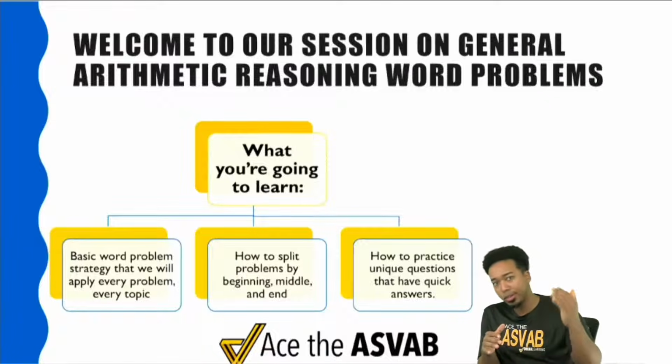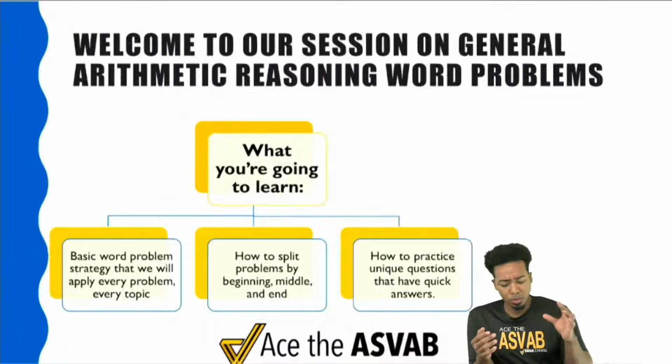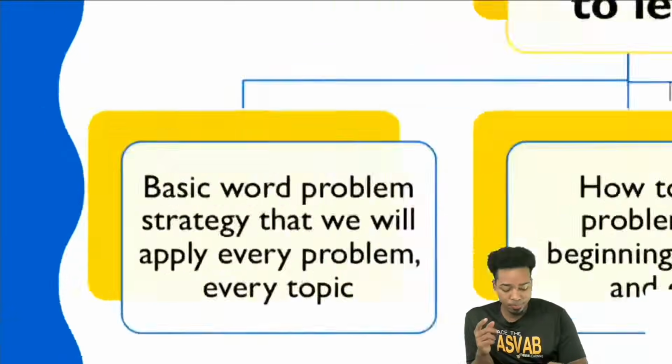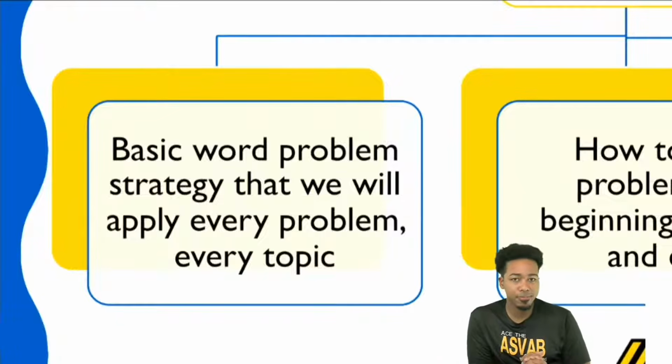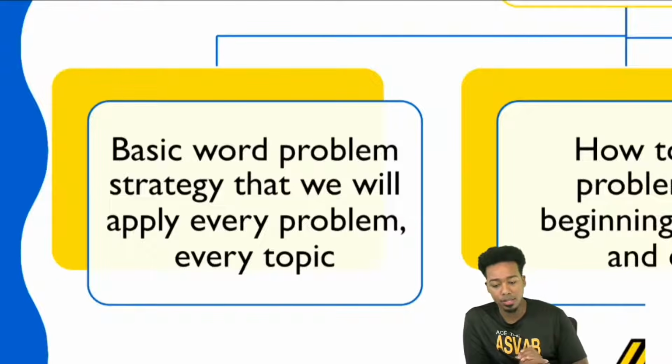So if earlier you didn't get a chance to write these things down, let's take a second to write these down. General arithmetic reasoning word problems, 3 things you're going to learn in today's class. Number 1, we're going to do our basic strategy. We always do this. We got to make sure we ingrain this in our heads.